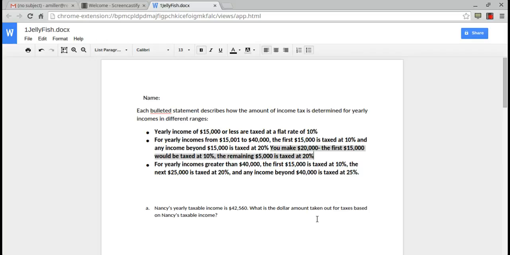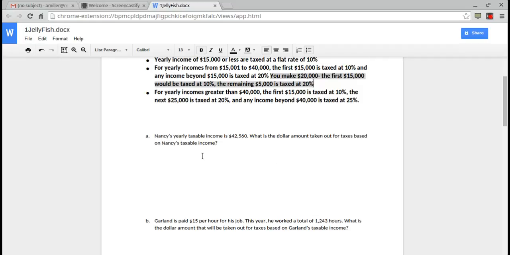The last one is for incomes that are greater than 40,000. The first 15,000 is taxed at 10%. That's nothing new. The next 25,000, so the amount between 15,000 and 40,000, is taxed at 20%. And any income that's beyond or greater than 40,000 is taxed at 25%. Okay, we're going to jump into this. Trust me, I'll walk us through it, and you may have to watch parts of this over again or listen to something a second time. If you pause and rewind, that's totally fine. I would suggest doing that.